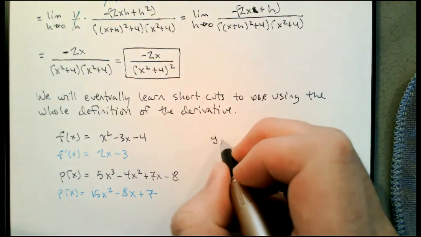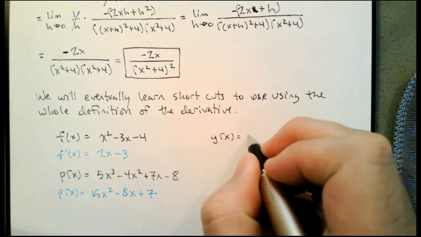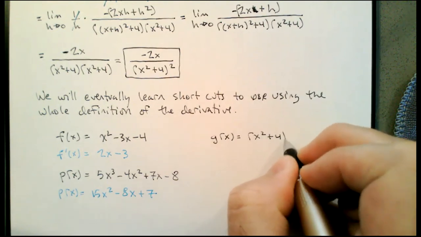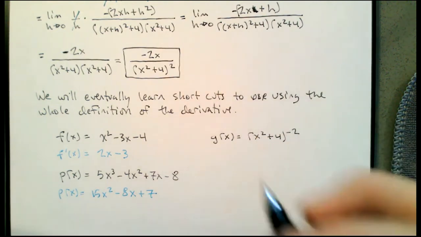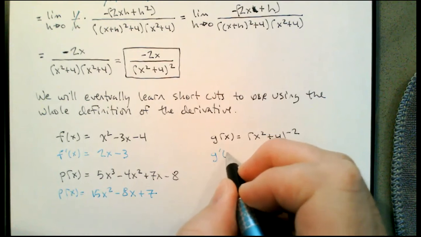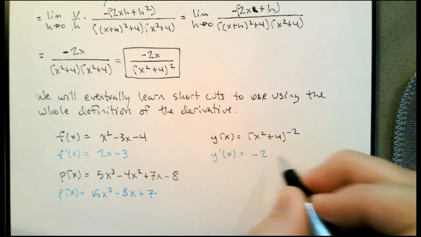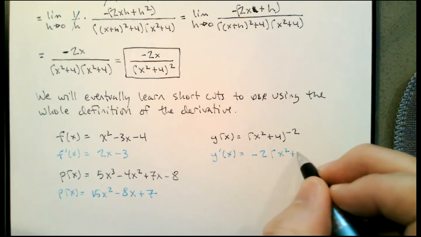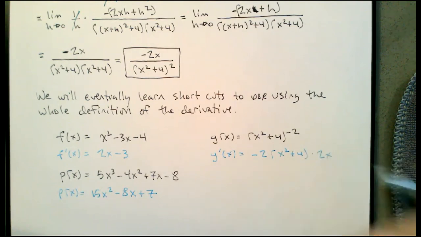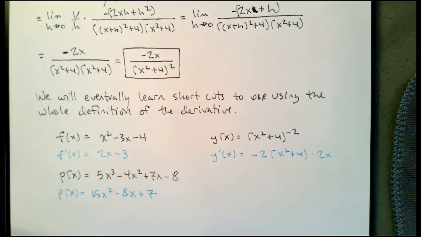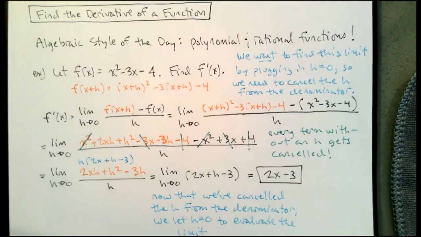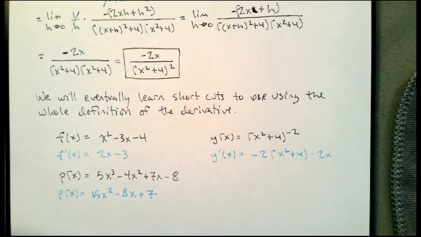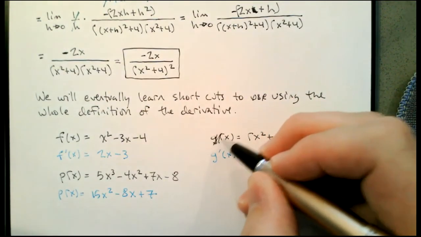G of x, which looked like x squared plus 4 to the negative 2, we want to learn rules so that we can just write g prime of x as negative 2 times x squared plus 4 times 2x. Did I drop a 2 somewhere? Oh, it wasn't to the negative 2. My mistake. I started off with the wrong function.